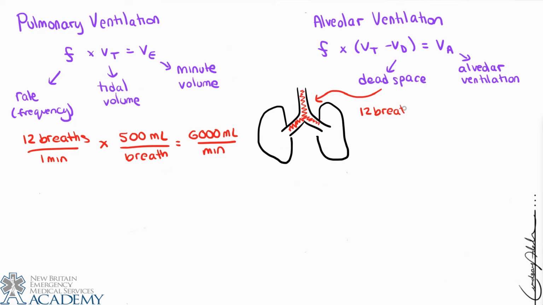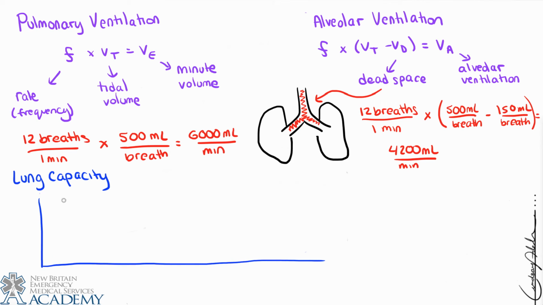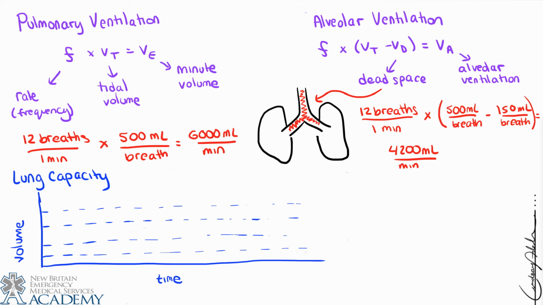So we could do the math again. 12 breaths per minute times 500 mLs minus 150 mLs is going to get us about 4,200 mLs per minute, or about 4.2 liters. Now I just want to mention quickly lung capacity. The total amount of air that could fit into the lungs is about 6 liters. And I don't want this to be confusing. It's not the same 6 liters that is exchanged per minute. We're talking about how, after maximum inhalation, we can hold about 6 liters of air in our lungs, which is really significant, especially when we think about only exchanging about 500 mLs in a typical breath.